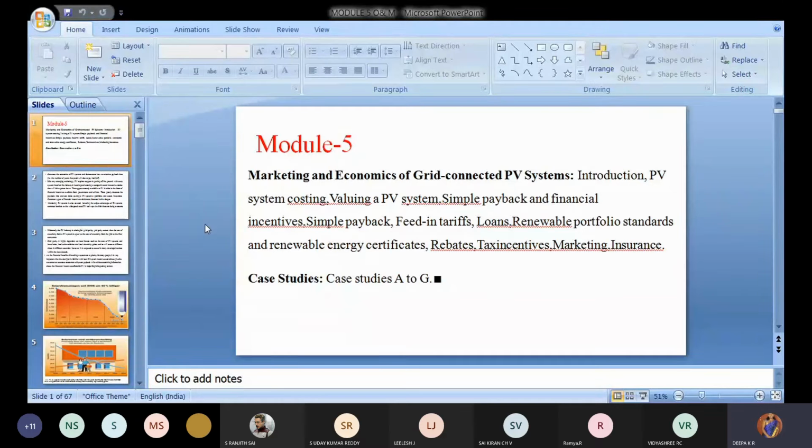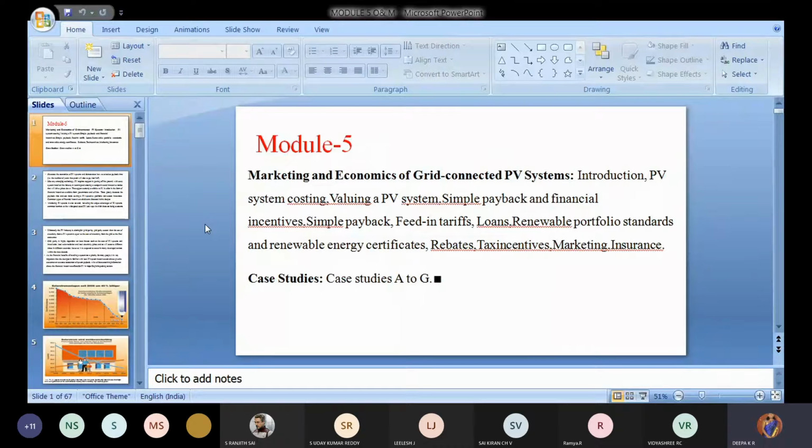First one is concentrating on marketing and economics of a grid connected PV system. Till now, from the first module to the fourth module, we are mainly concentrating on what solar energy is, how it is reaching the earth, and what the different terminologies are. And next we started finding how the BOS system should be, what the inverter must be, the different types of inverters, then modules, then cells, how to form a string, how to form an array.